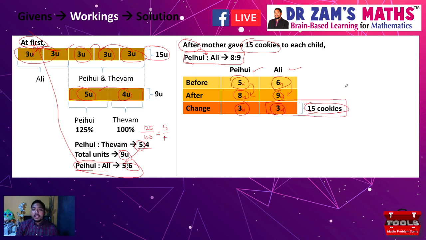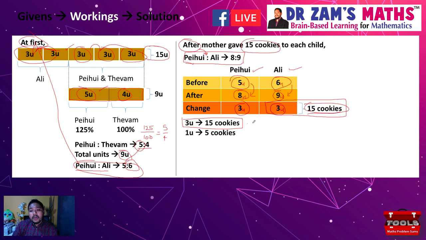Right, so with this units method, every time you have a units method, it's very important for you to create the relationship between units and the value, the amount of cookies that you want for this question, right? So this is the definitive statement, which is very important, the relationship, okay? 3 units equal to 15 cookies. So therefore, 1 unit is 5 cookies. So now you can know the answer already, right?